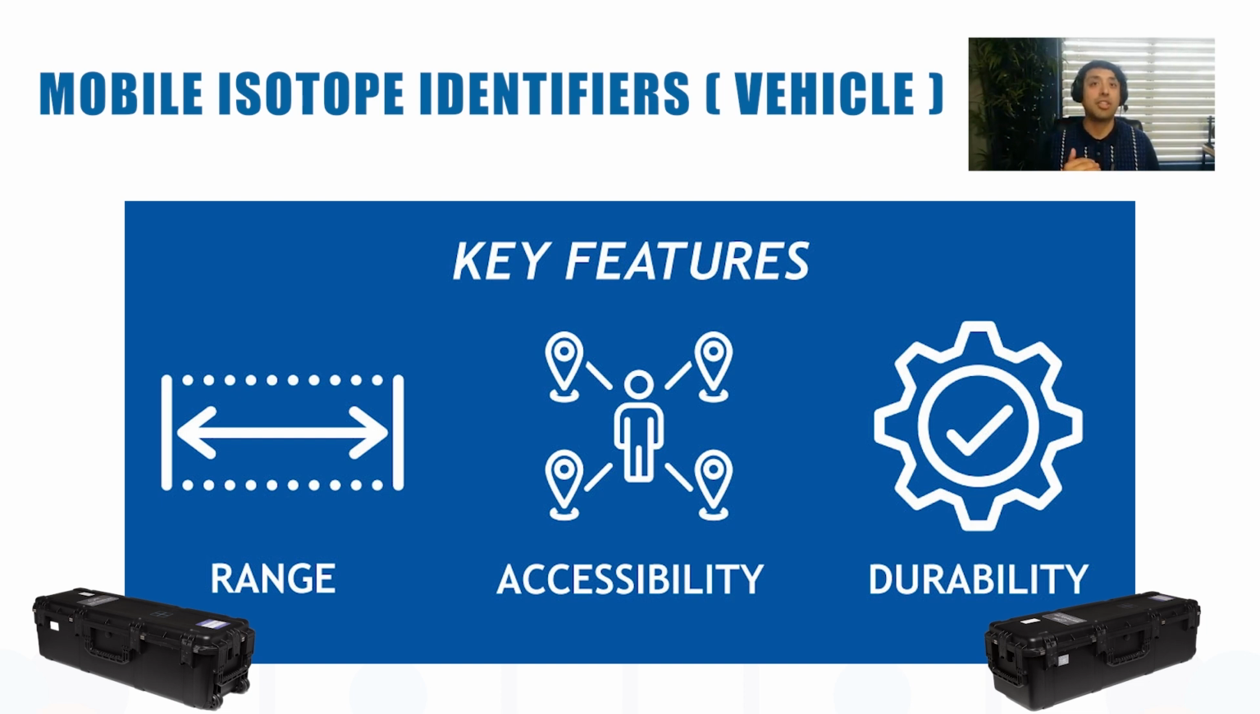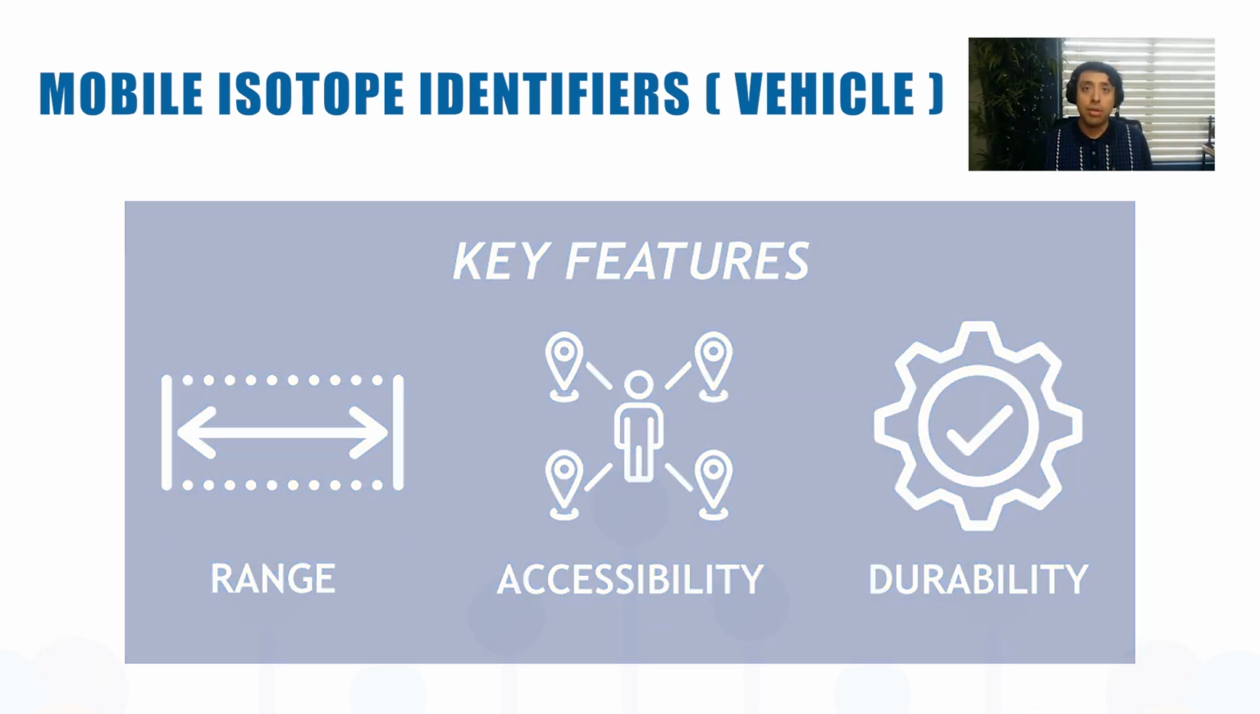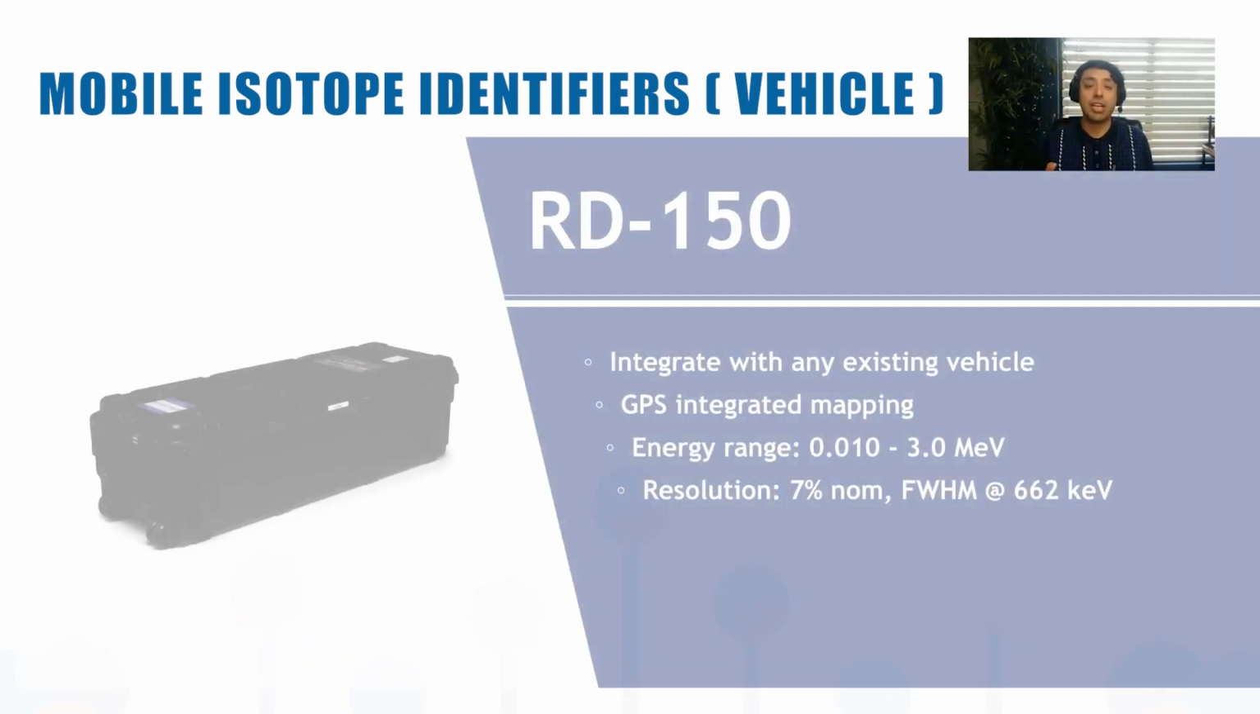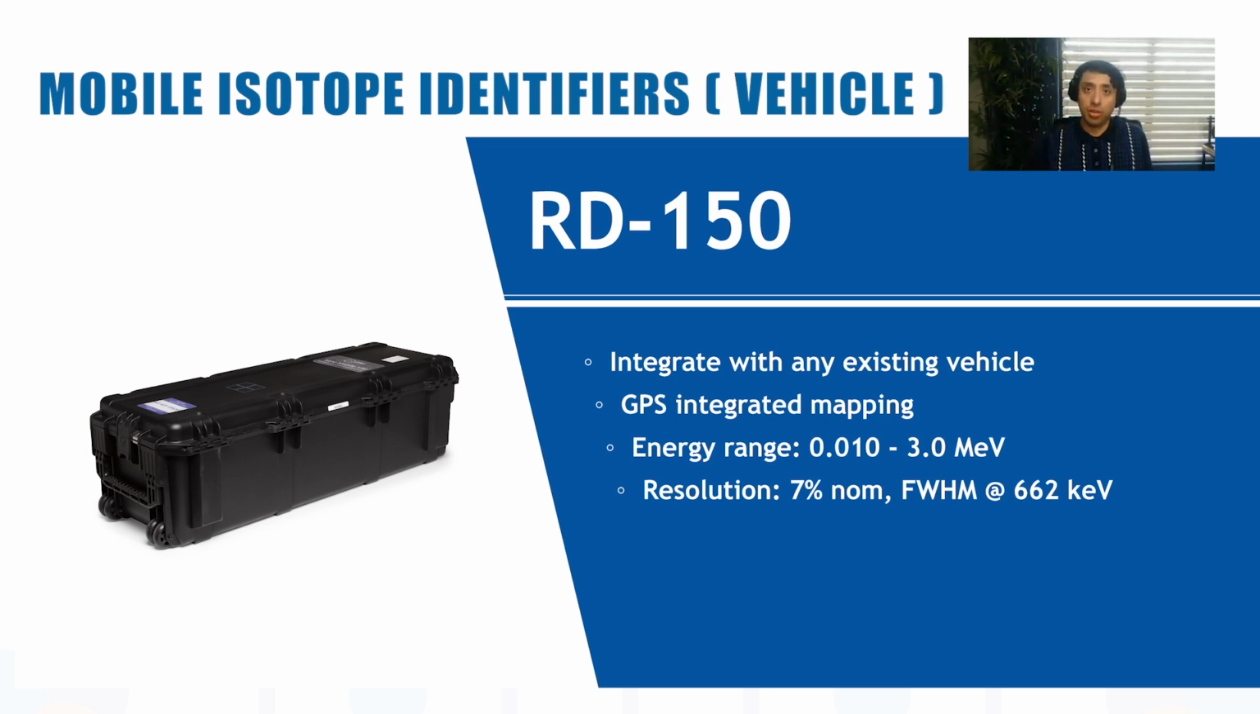Another great feature is the enhanced mobility and gamma detection operational range. The integration into vehicles or drones significantly extends the operational range and duration, enabling continuous monitoring over extended periods of time and distances. A great example of a mobile system within this category is the RD150.